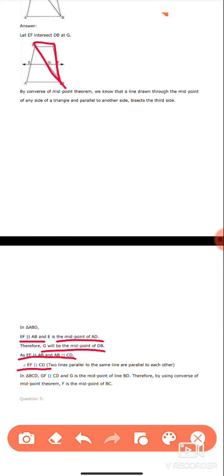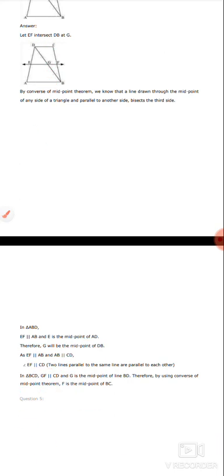So if you are writing GF is parallel to CD, then you have to write that F divides line segment BC into two equal line segments, that is F bisects line BC. So if it is bisecting, we can write F is the midpoint of BC. So in triangle BCD, GF is parallel to CD and G is the midpoint of line BD. Therefore, by the converse of the midpoint theorem, F is the midpoint of BC. So you can write this by the converse of the midpoint theorem.